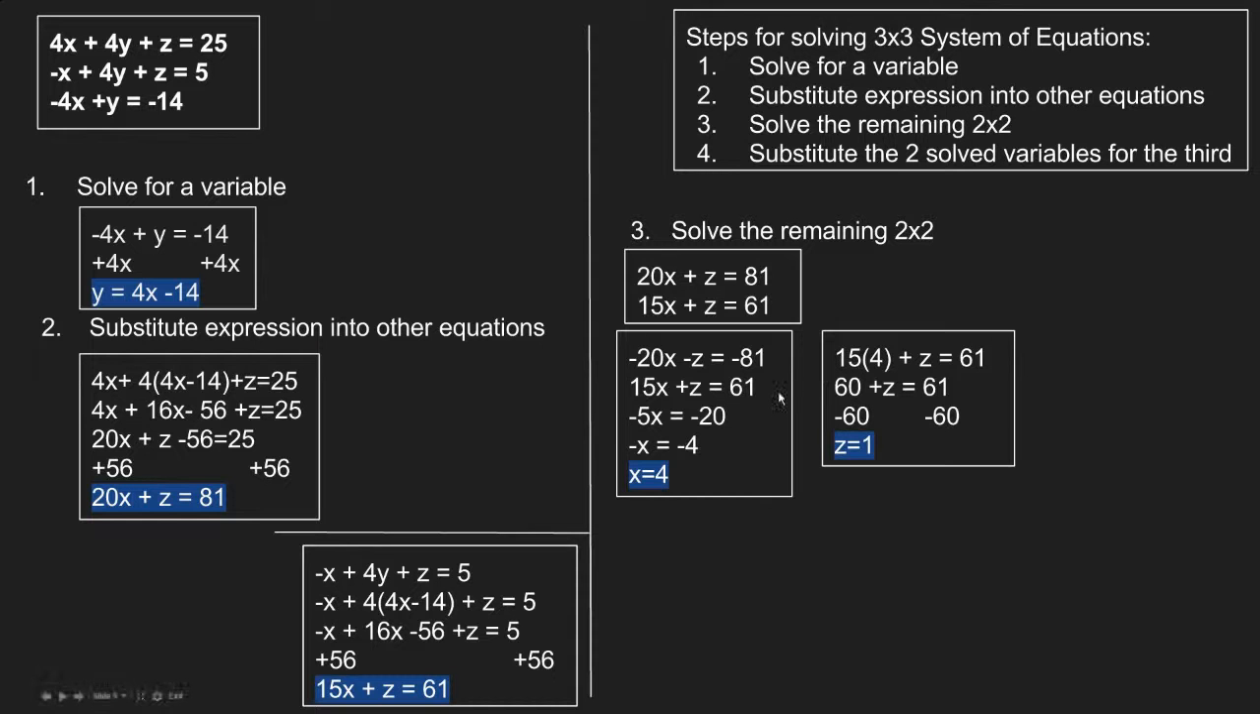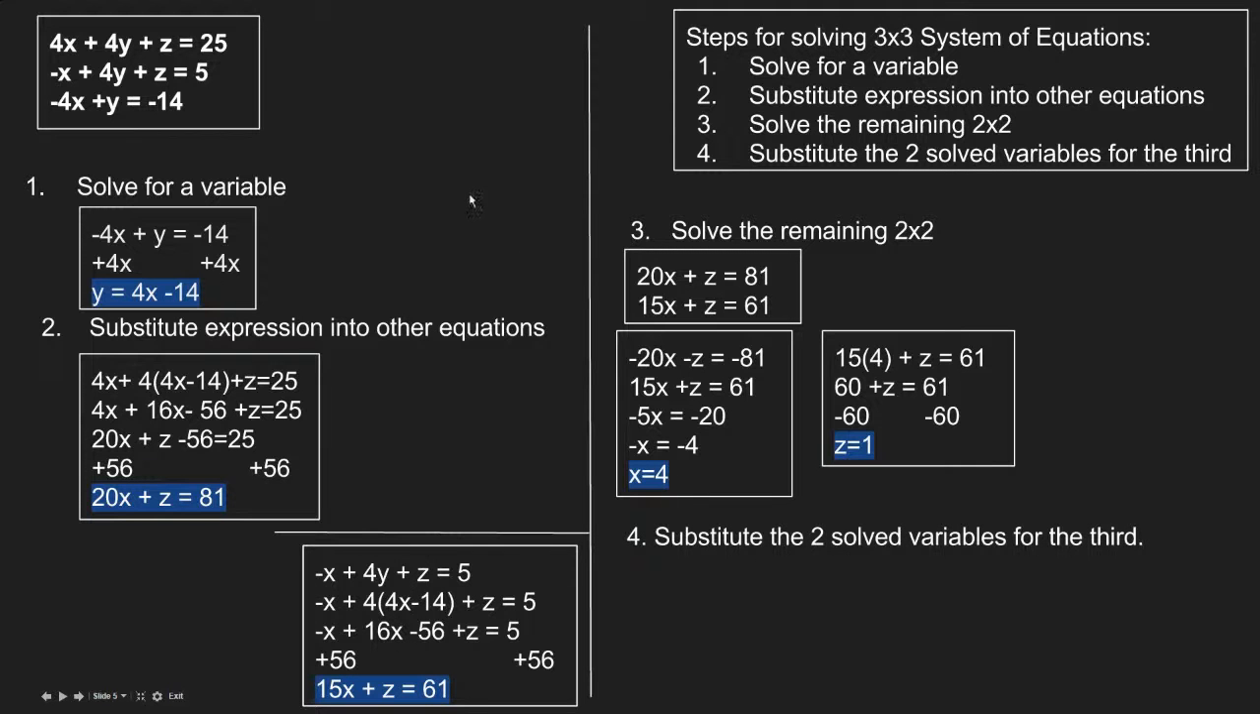And so now that we have x equals 4, we're going to plug x back into one of these equations here. It doesn't really matter which one. This one's just going to be easier. So we'll do 15 times 4, because we're replacing x with 4, plus z equals 61. 15 times 4 is 60, plus z equals 61. Then we'll subtract 60 from both sides, and we'll get that z equals 1.